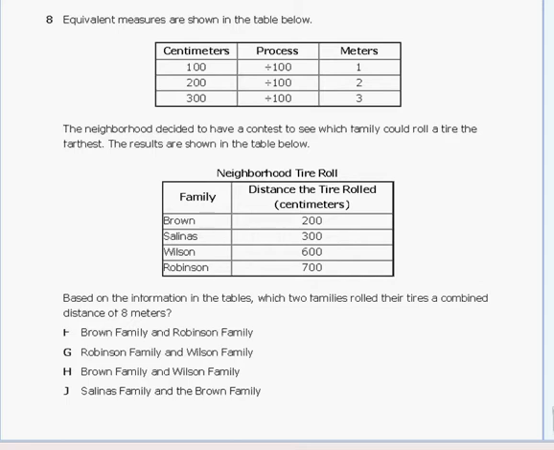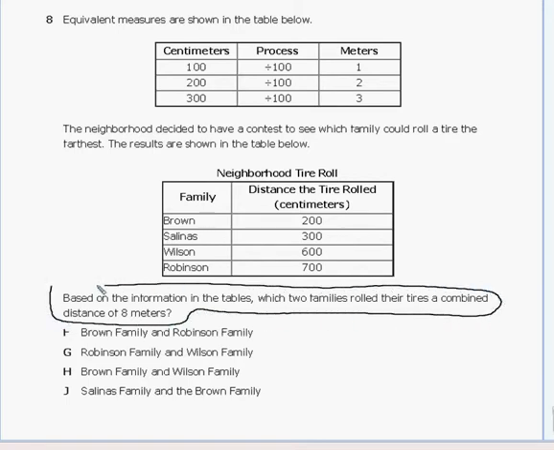Based on the information in the table, which two families rolled their tire a combined distance of 8 meters? This is a pretty simple problem because we can convert all of these into meters really quick just by dividing by 100. So this would be 2 meters, that's 3 meters, that's 6 meters, and that's 7 meters. So we need to come up with the two that equal 8 meters.